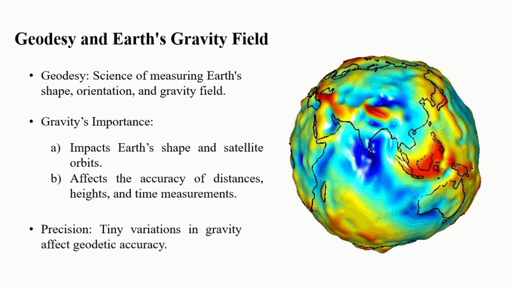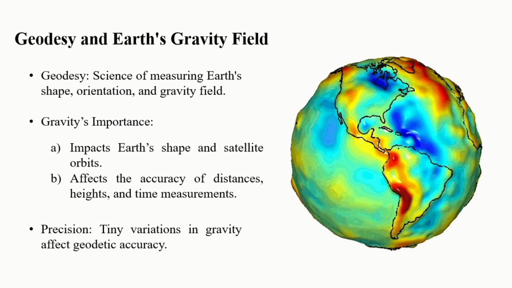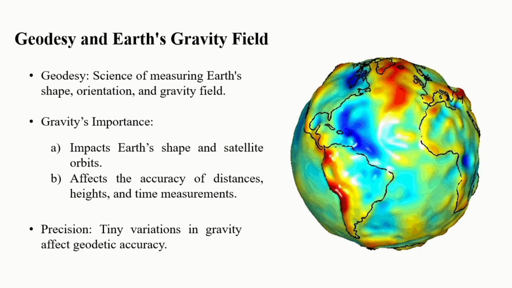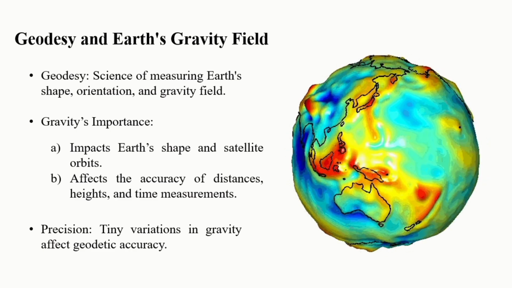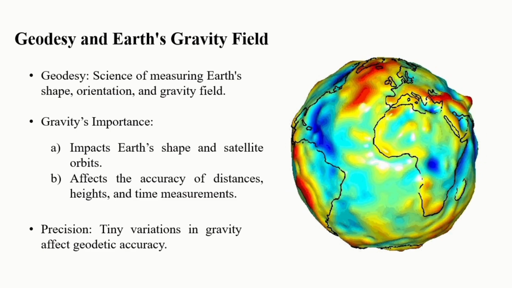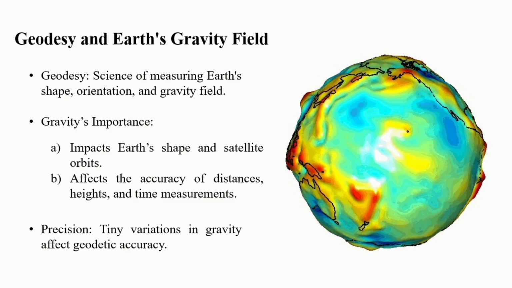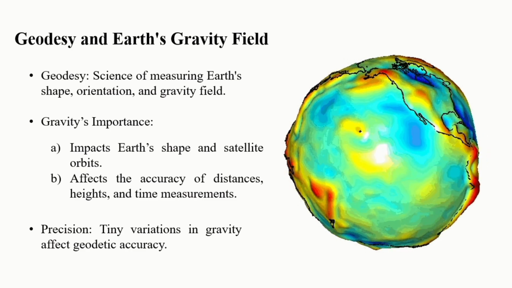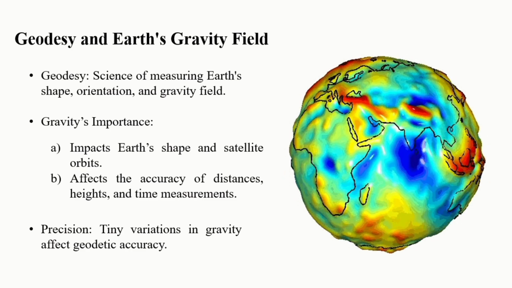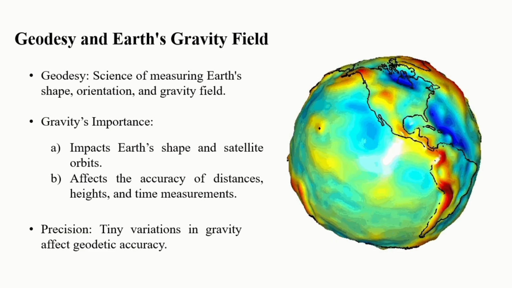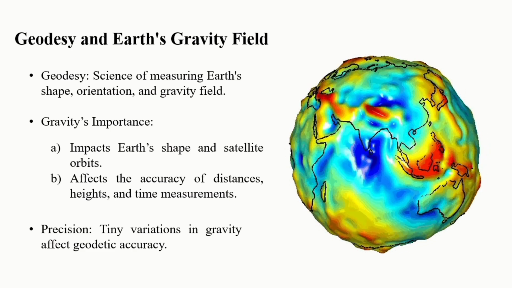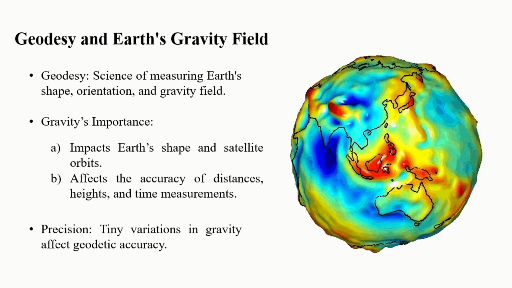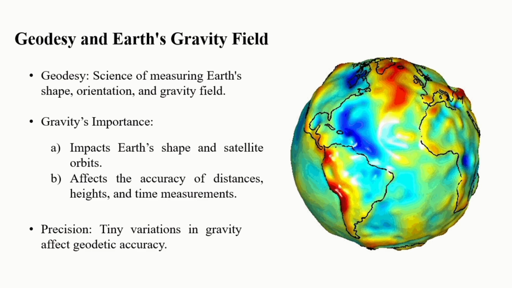Well, gravity is actually one of the key factors that affect how we measure the Earth. It's not just about how heavy things are. Gravity impacts everything, from the shape of the planet to the orbits of satellites. And when we are talking about precision, even tiny variations in Earth's gravity field can affect measurements we take on the surface or from space. So, the more we understand gravity, the more accurate our measurements of distances, height, and even time become.